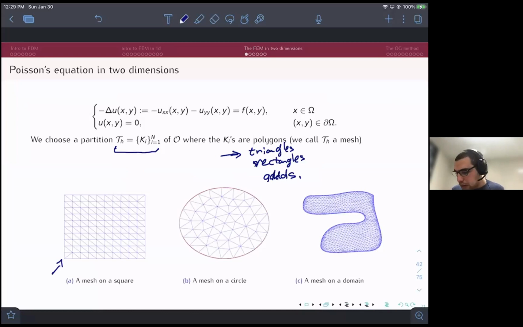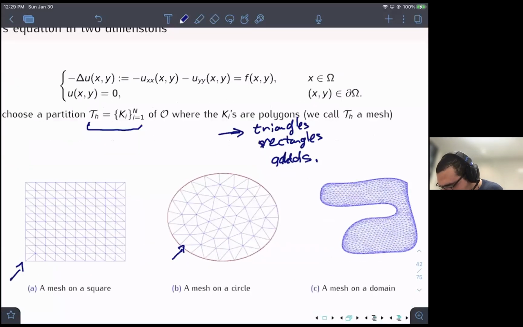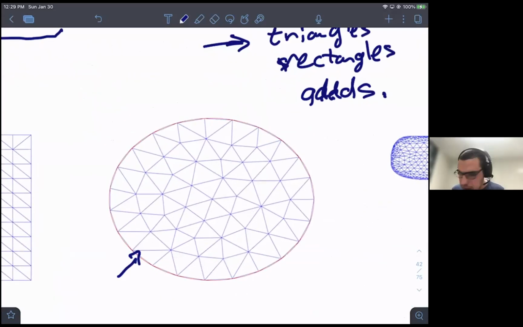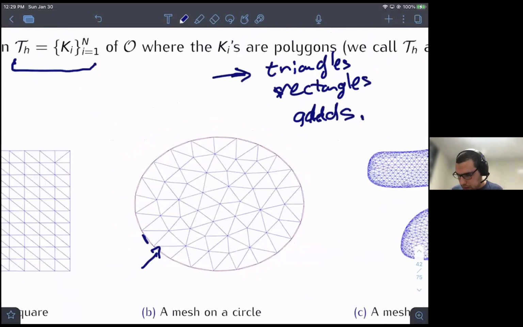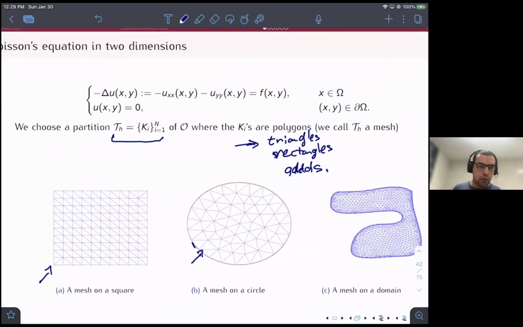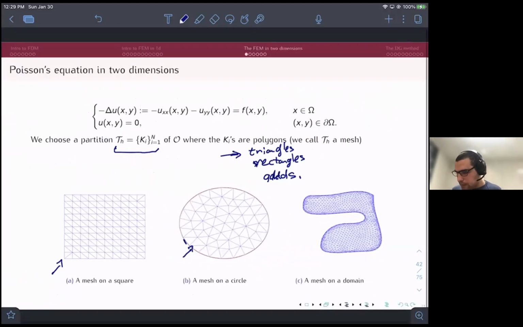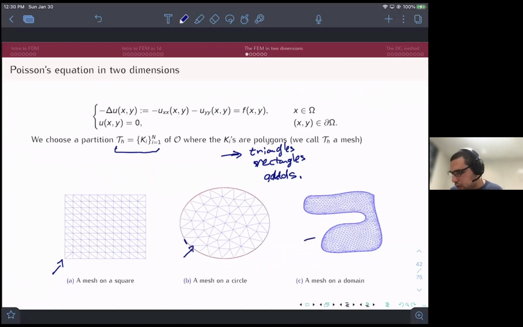Now, a mesh on a circle is more interesting because, as you can see, I'm not sure if I could zoom in, it's not very exact, okay? There is some error happening here. And one way to handle this error is through isoparametric elements, or you can just refine the mesh to the point where it's not very important. But for the time being, let's just assume that our domains are polygonal domains and everything's going to be nice. For example, that weird domain that I showed you a few slides ago, we can define a mesh on that domain as well.